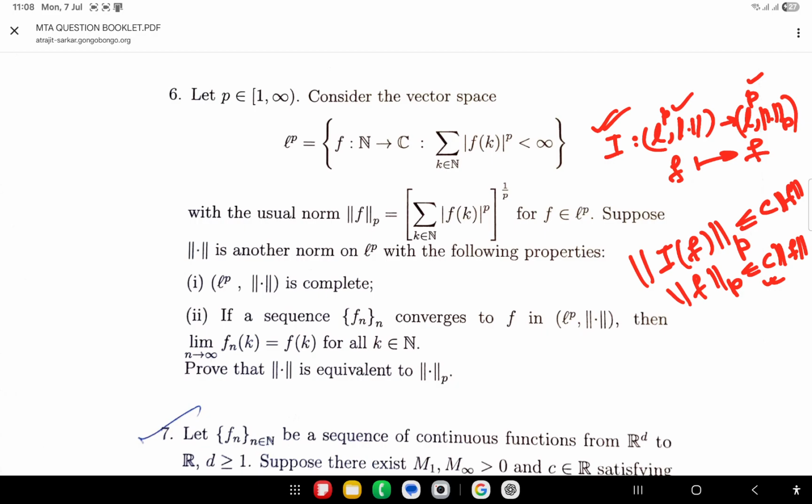The first condition needed is that the domain and range are Banach, and you know that this is also Banach, which sets up the first criterion of the bounded inverse theorem. The second criterion is that I should be continuous or bounded, same thing. To prove I is bounded, we need the second criterion, and the second criterion along with the closed graph theorem will prove I is continuous.